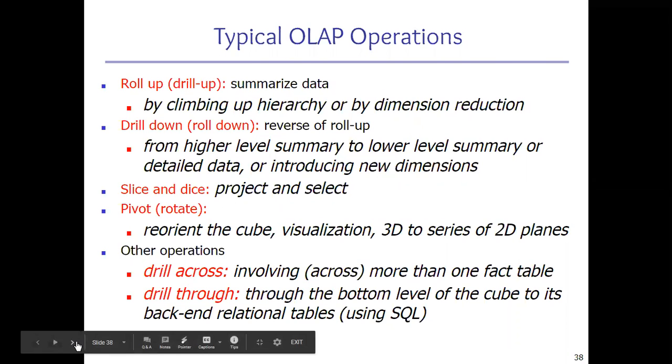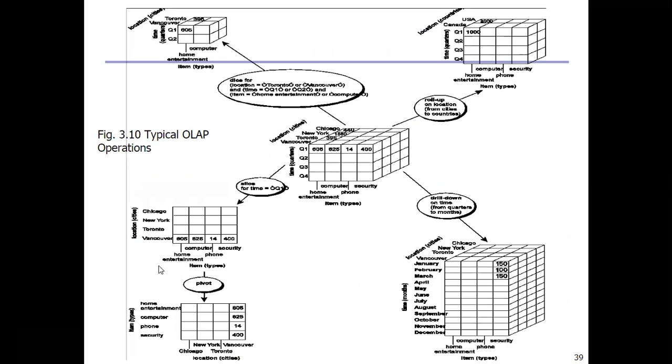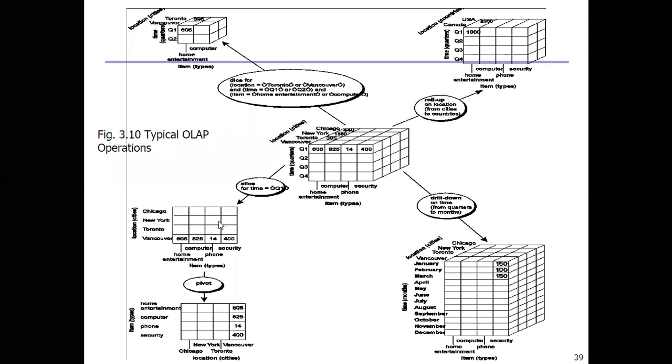So what exactly is slice? In slice, one dimension we are going to select here. Just see this example, and a new subcube is created. Okay, in slice what will happen? One dimension is selected in slice, for time quarter 1. Okay, so we are selecting from this database.